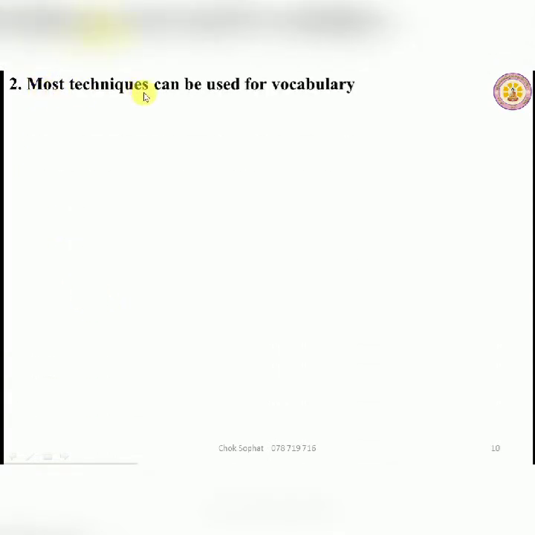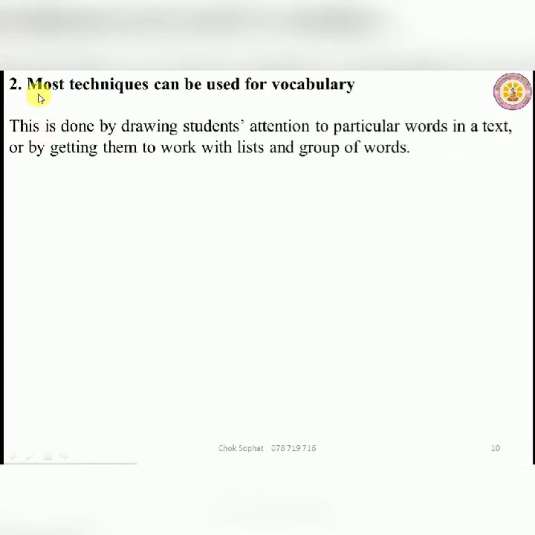Okay, number two, most techniques can be used for vocabulary. So we can use a lot of techniques for teaching vocabulary. This is done by drawing students' attention to a particular word in a text or by getting them to work with lists and groups of words. You can use a lot of techniques to draw your students' attention. Do not just use the same technique again and again.